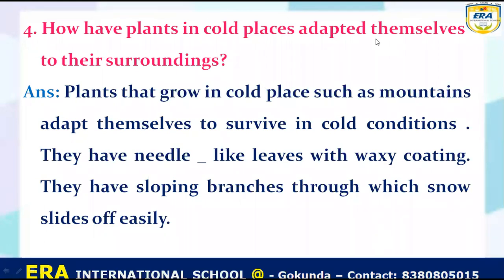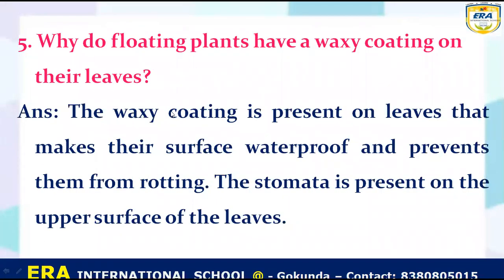And the last question is: why do floating plants have a waxy coating on their leaves? The answer is that the waxy coating is present on the leaves, so that makes the plant surface waterproof. If it is waterproof, water does not enter the plant and prevents them from rotting, so they cannot be damaged by the entry of water. So that's why the waxy coating is present on the leaves of plants that grow in the water.